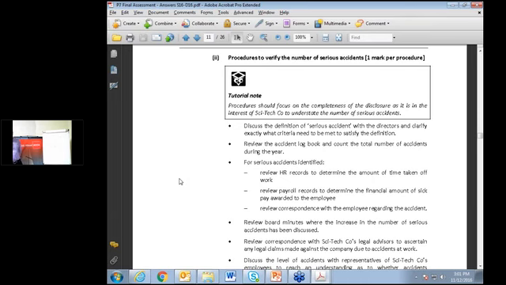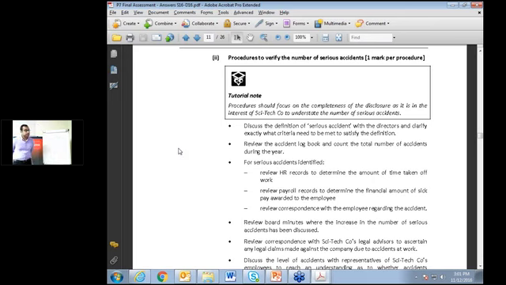Board minutes could have been reviewed, you could have talked about it, but if you simply wrote review board minutes, would you get the marks? No. You will have to describe what you need to see in the board minutes. So what do you need to see? You review board minutes where the increase in the number of serious accidents has been discussed. There should have been some discussion around the serious accidents within the board minutes. Simply writing review board minutes will not get you there.